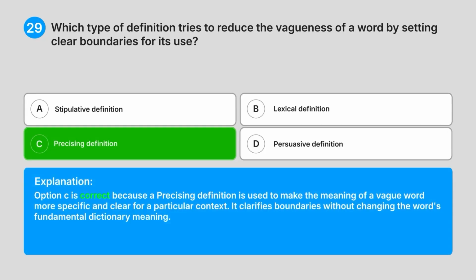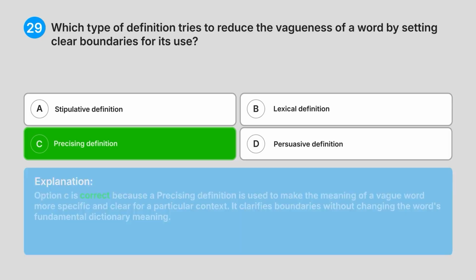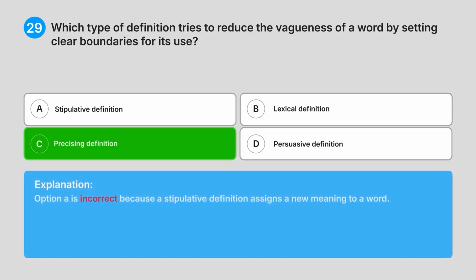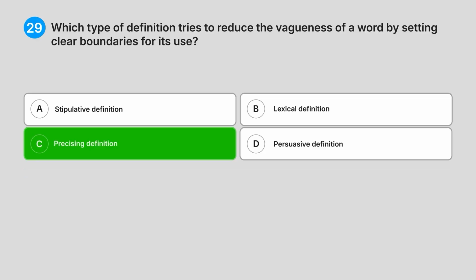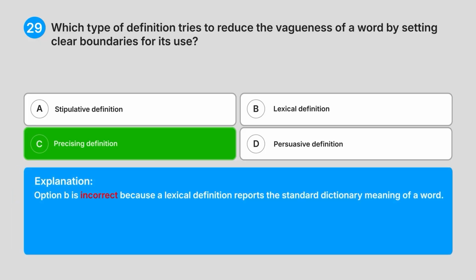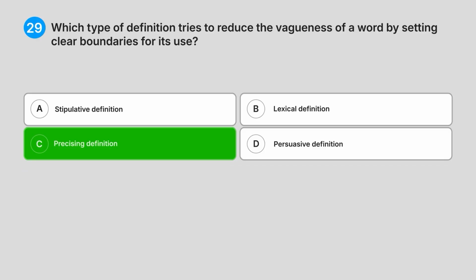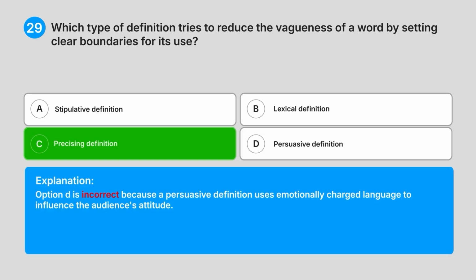Explanation. Option C is correct because a precising definition is used to make the meaning of a vague word more specific and clear for a particular context. It clarifies boundaries without changing the word's fundamental dictionary meaning. Option A is incorrect because a stipulative definition assigns a new meaning to a word. Option B is incorrect because a lexical definition reports the standard dictionary meaning of a word. Option D is incorrect because a persuasive definition uses emotionally charged language to influence the audience's attitude.